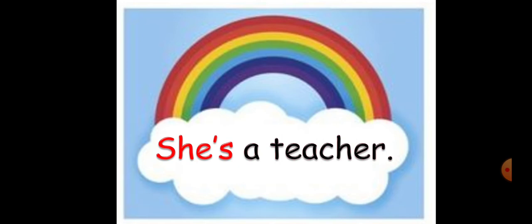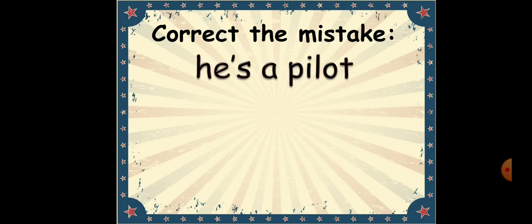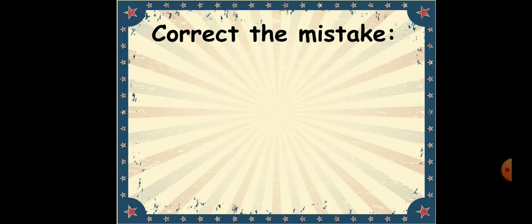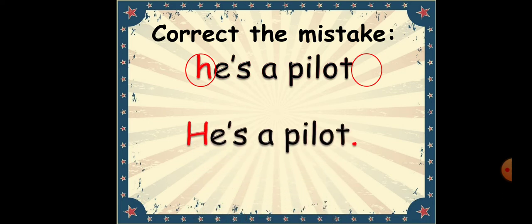Okay, let's see the second one. She's a teacher. Where is the capital letter? Yes, sa is the capital letter, and here we have the full stop. Let's now correct the mistake. Look, he's a pilot. We have two mistakes. Where are they? Can you guess? Yes, we should write his with a capital ha, and we should put a full stop at the end of the sentence. So the right sentence is this one. He is a pilot, with capital ha and a full stop at the end of the sentence.